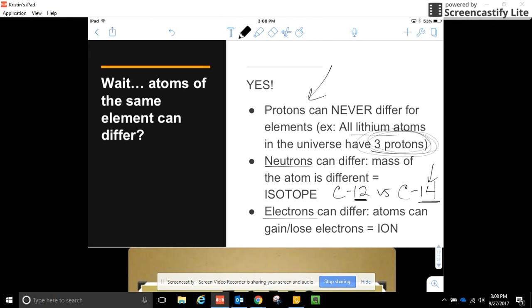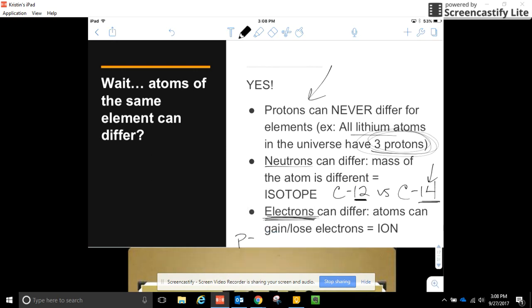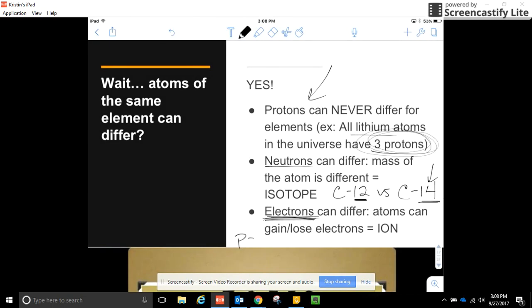The other thing that we can differ with atoms and change them a little bit is by changing the number of electrons they have. So remember, in a neutral atom, the protons are going to be equal to the electrons. Let's say we're looking at protons and electrons. Protons and electrons should be equal to each other, okay? But in an ion, they are not equal.